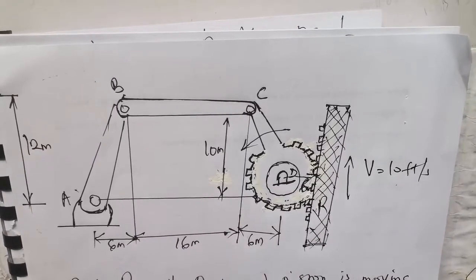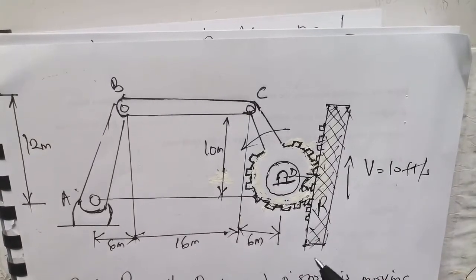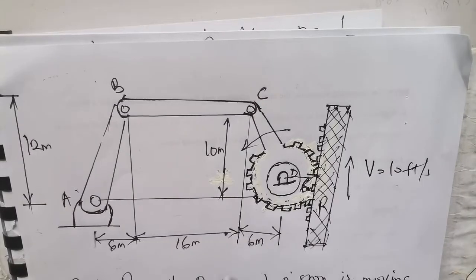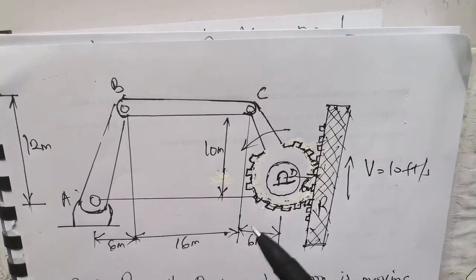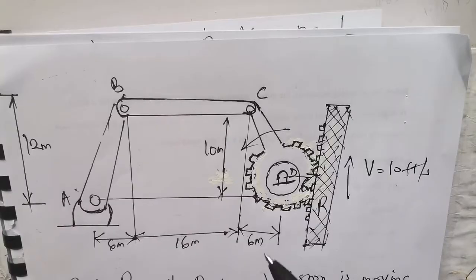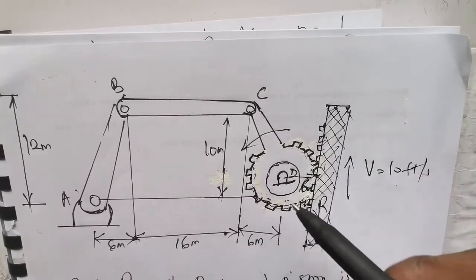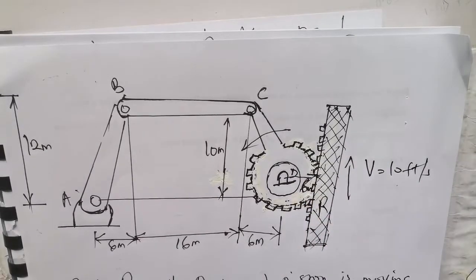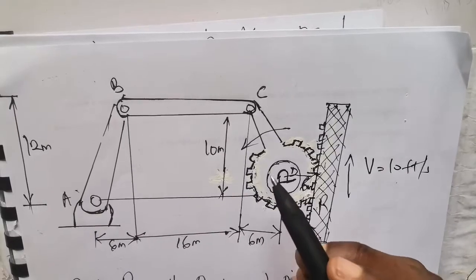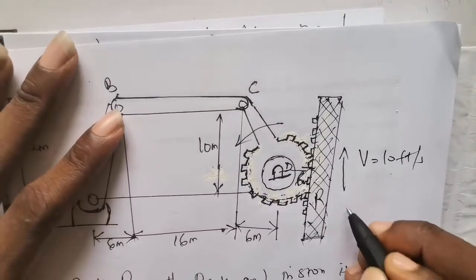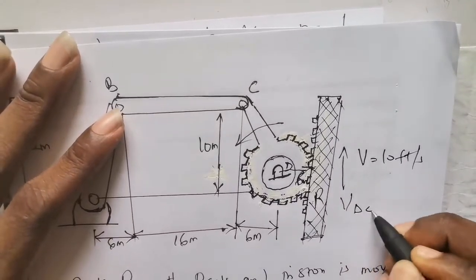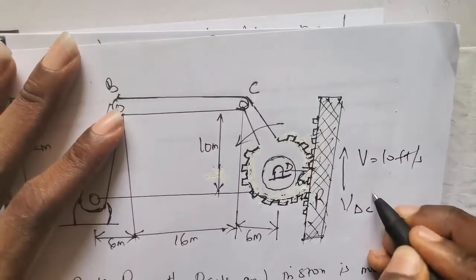Now the gear moves at the same speed as the rack. The higher the speed of the rack, the higher the speed of the gear. So the gear moves at the same speed as the rack, and that simply means the motion along D to C is also the same motion as the motion of the gear.